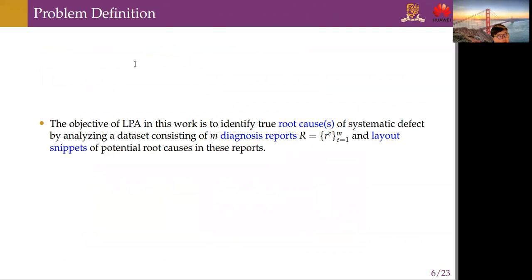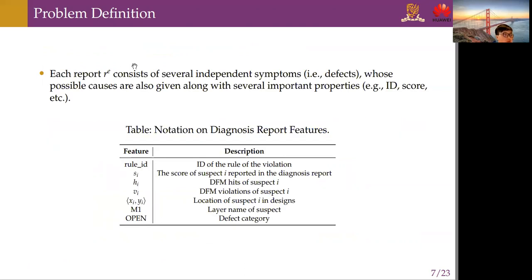To summarize the problem we want to solve, here we define the problem formulation. The objective of layout pattern analysis is to identify the true root causes of the systematic defect by analyzing a dataset consisting of diagnosis reports and layout snippets of potential root causes in these reports. Each report consists of several independent symptoms such as defects. Possible causes are also given along with several important properties. In this work, features such as the snippet, suspect snippet, DFM statistics, and defect categories are used.